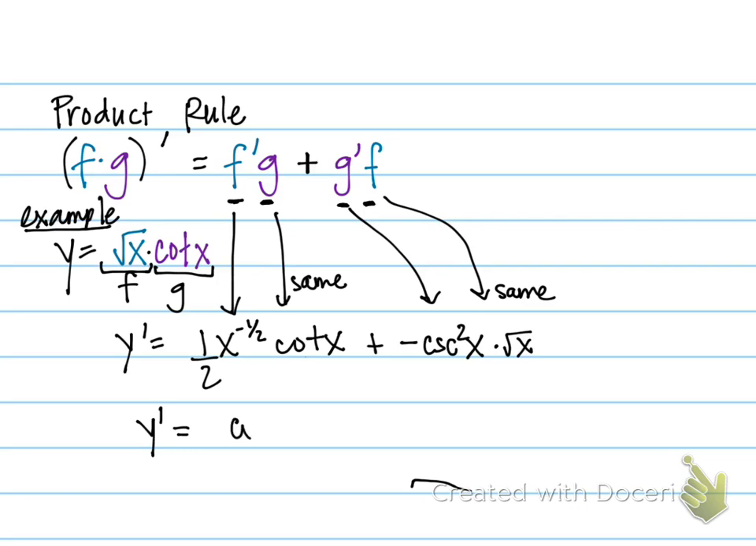So cotangent x over 2 square root of x minus, and then normally you put this in the front. So square root of x cosecant squared x. Right.